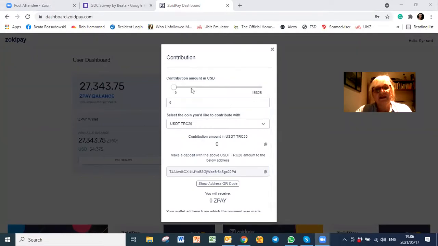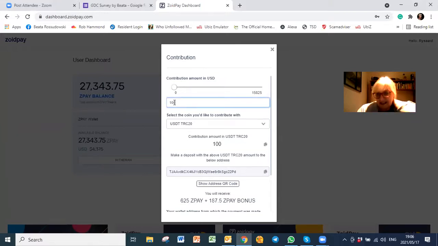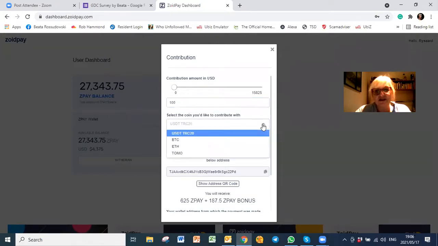If you're going to be buying, the minimum purchase is $100. In your contribution window, you will see the amount of dollars that you can still purchase. Every single person will have a different amount, depending on how many dollars you already bought. I'm just going to use an example of $100. The next part is how you're going to be paying for it.